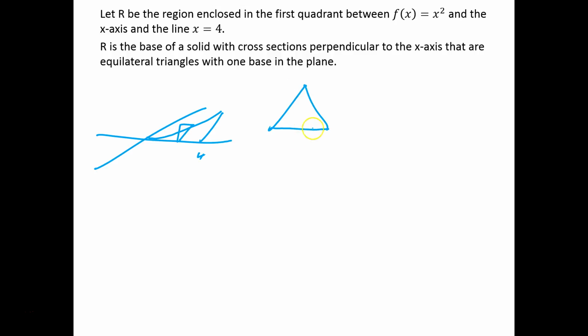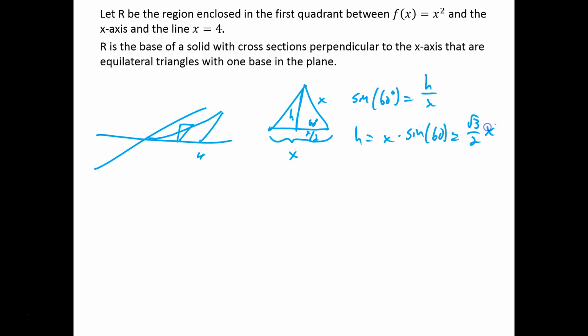So if we have, let's say, the bottom length is x, and then if we draw on our triangle here, this guy would be x over 2. This is 60 degrees, and this is x right here. So sine of 60 degrees, if we don't know h here, would be opposite over hypotenuse, h over x. So h is actually x times sine of 60. Sine of 60 is root 3 over 2, so this is root 3 over 2 x.